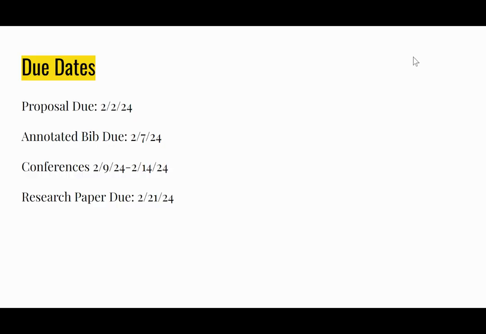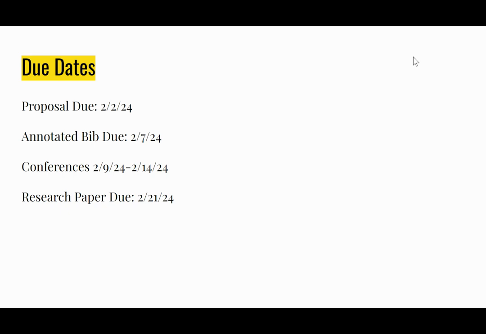The due dates for the papers have changed a little bit. The proposal is now due on February 2nd. Happy Groundhog Day in advance. The annotated bib is due the 7th. I think we can still make that work. A quick reminder that conferences will be the 9th through the 14th.